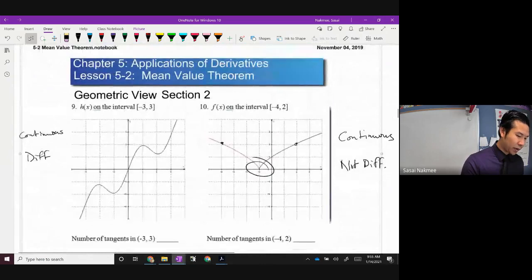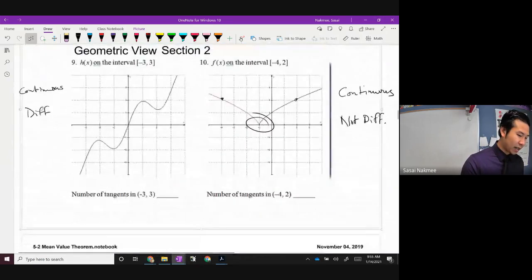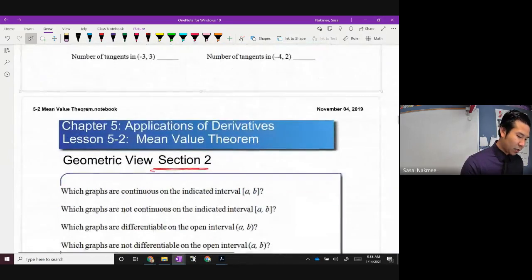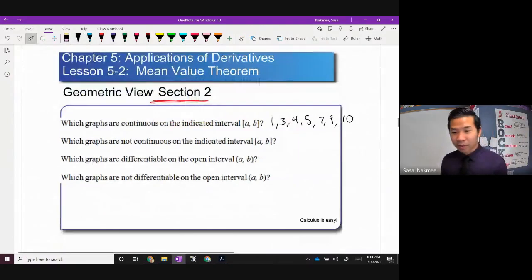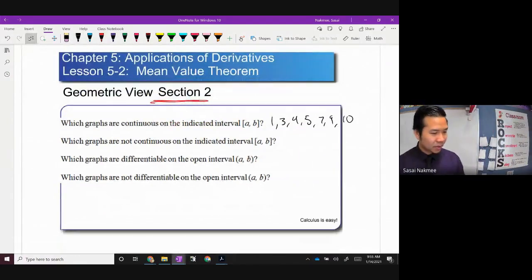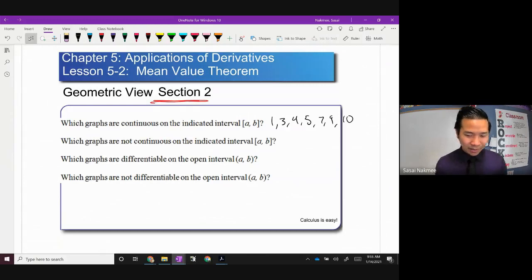1, 3, 4, 5, 7, 9, 10. So 1, 3, 4, 5, 7, 9, and 10 are the ones I have to be continuous. How'd you guys do? You guys, all right? That kind of makes sense.